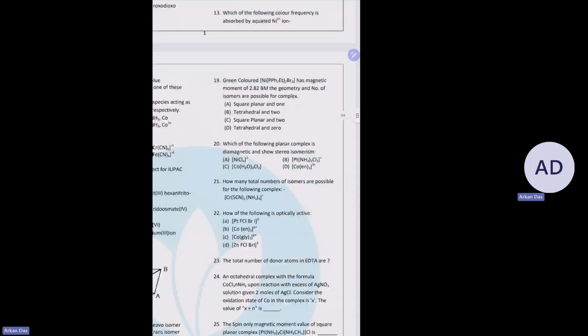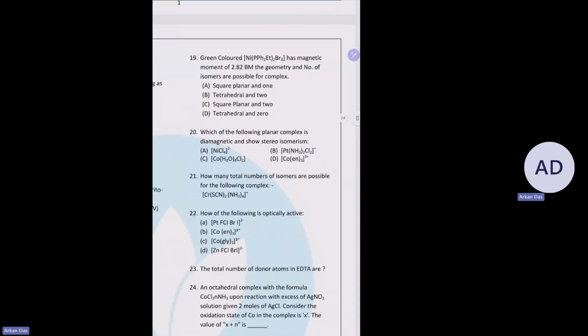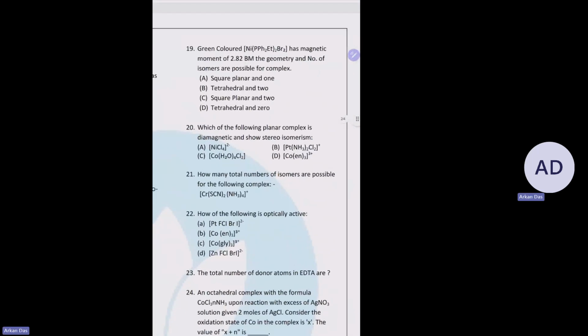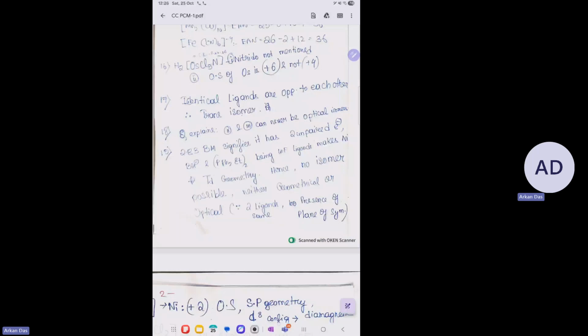Question number 19. The green colored Ni(PPh3)2Br2 has a magnetic moment of 2.83 BM. What are the geometry and the number of isomers possible for the complex? In case of question number 19, we find the magnetic moment is 2.83 Bohr magneton, and it has two unpaired electrons. Both Br minus and PPh3 are weak field ligands that force nickel to have what geometry? Tetrahedral geometry. Henceforth, no isomer becomes possible, neither geometrical nor optical.